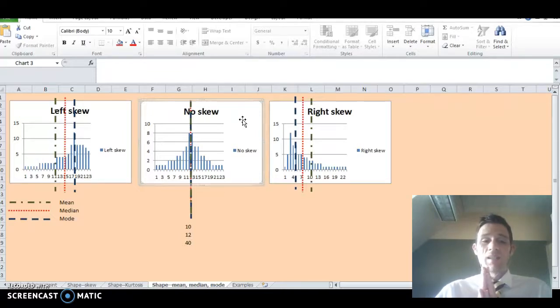So the mean is impacted because it's trying to balance the weight. And when that tail is elongated off to one side, it has to move out to try and balance out the extra weight that's out there. The median does shift, but only based on the number of extra observations that are off in that direction. It's not also trying to balance the weight of the numbers.